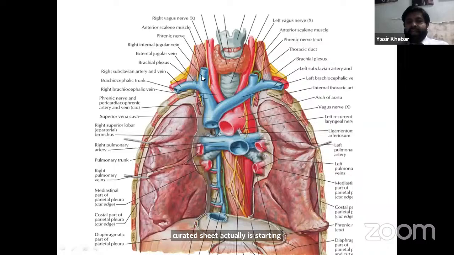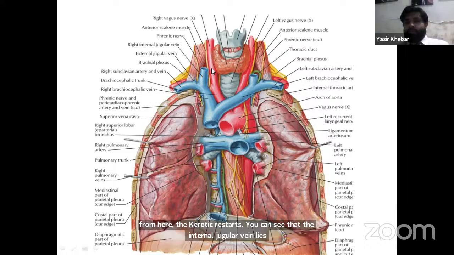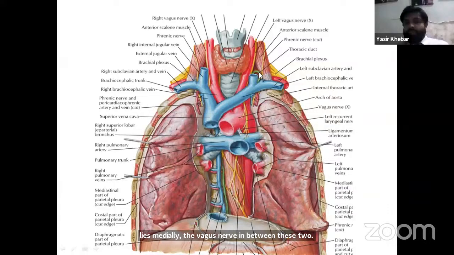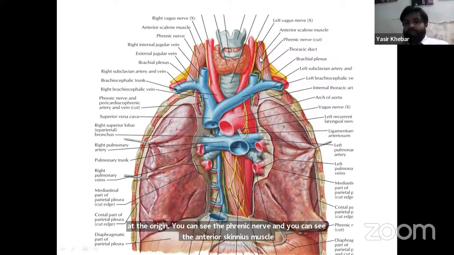You can see that the internal jugular vein lies laterally. The common carotid artery lies medially. The vagus nerve is in between these two. And then it ascends with these structures. You can see that on the left, you have this thoracic duct just at the origin. You can see the phrenic nerve and you can see the anterior scalene muscle, which are located in a posterior relationship.